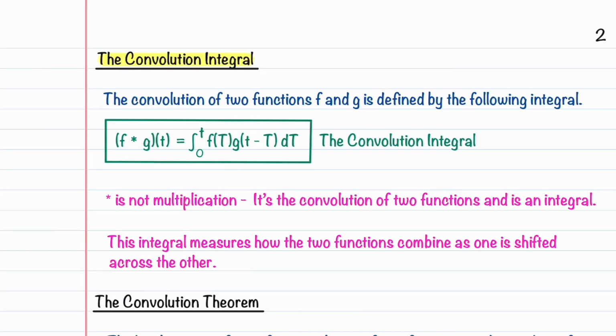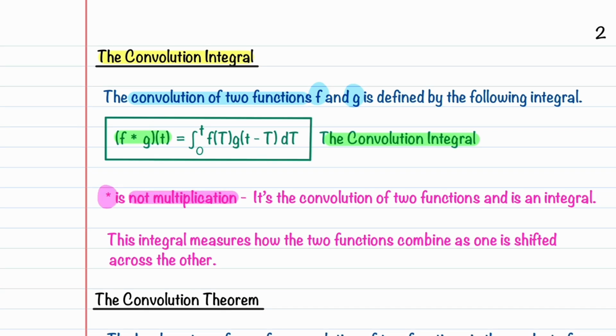Let's define convolution. The convolution of two functions f and g is defined by the integral here in this green box. This is called the convolution integral, and it's equal to f star g of t. That star is not multiplication, even though it looks like it is. Instead, it's a special operation, an integral that measures how the two functions combine as one is shifted across the other in time.